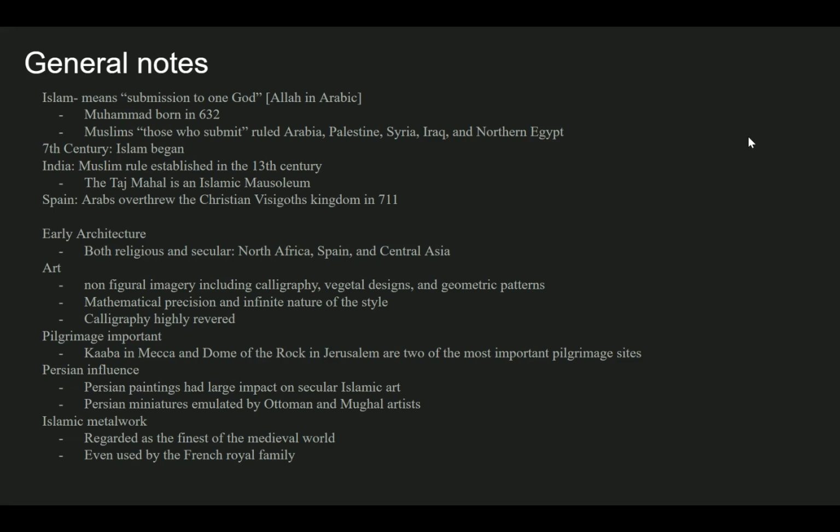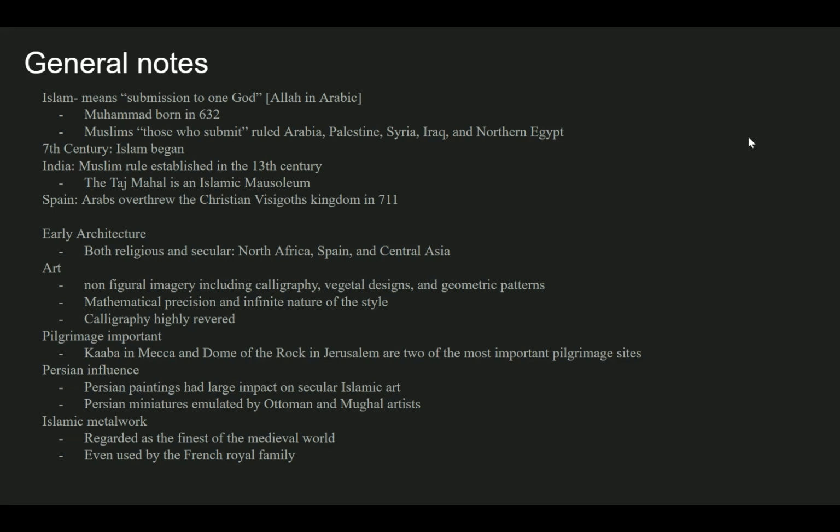So Muhammad was born in 632, and Islam spread very quickly in the 7th century. They conquered much of the world from Arabia, Palestine, Syria, Iraq, northern Egypt, Spain, pretty quickly. Muslim means those who submit to Allah. In India, Muslim rule was established in the 13th century. The Taj Mahal is an Islamic mausoleum. In Spain, the Arabs overthrew the Christian Visigoths in 711.